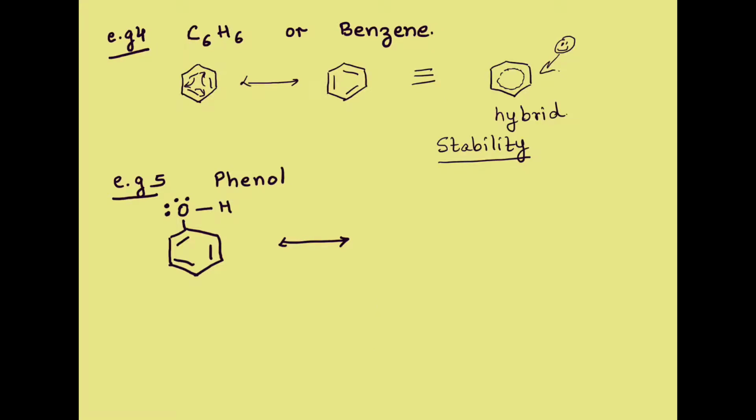Now, let's see the case of benzene substituted by a group like phenol. Again, what have we got over here? We've got a lone pair of electrons on oxygen which it can share with the benzene ring. Now, if it shares the lone pair of electrons with the benzene ring, good. So that means I have one lone pair left here.